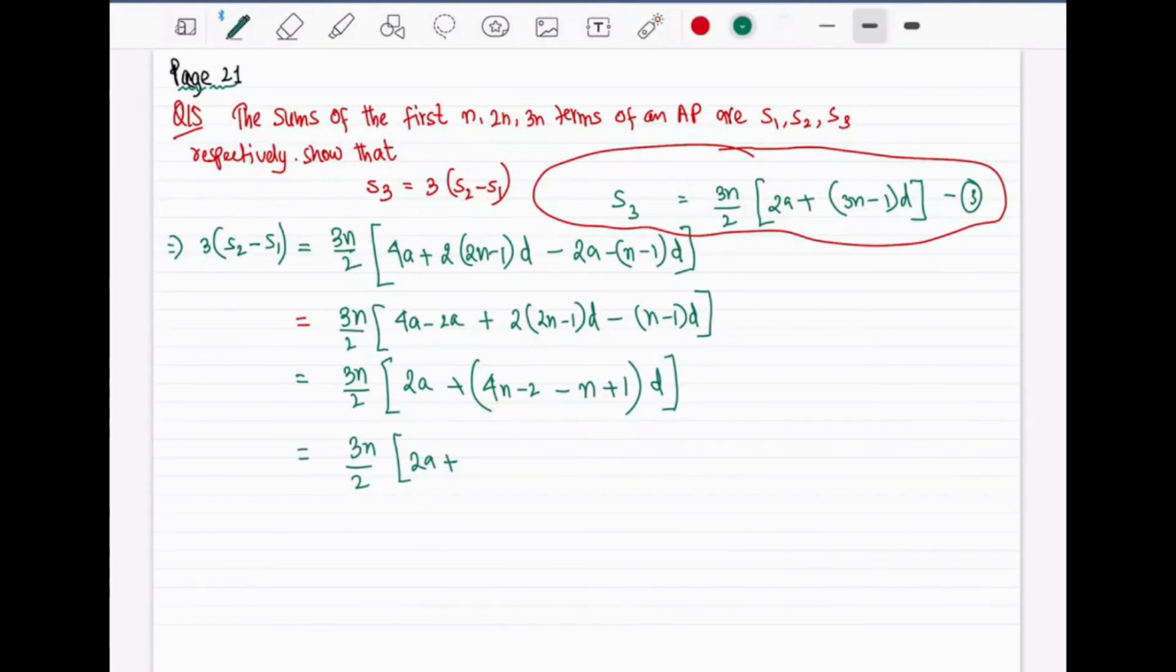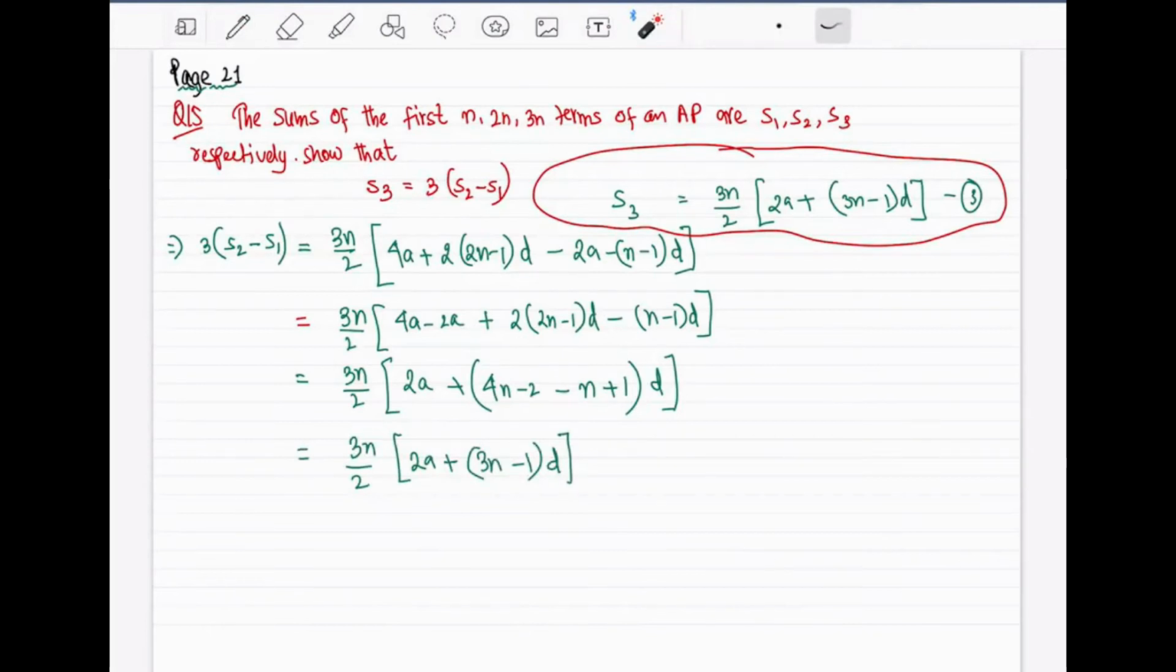4n minus n is 3n, right? So 3n. What about minus 2 plus 1? Minus 2 plus 1 is minus 1. Minus 1 whole bracket d. Okay, what we are doing here is we calculate the right hand side. Right hand side is 3 whole bracket s2 minus s1. You just put the value of s2 minus s1 based on its number of terms.